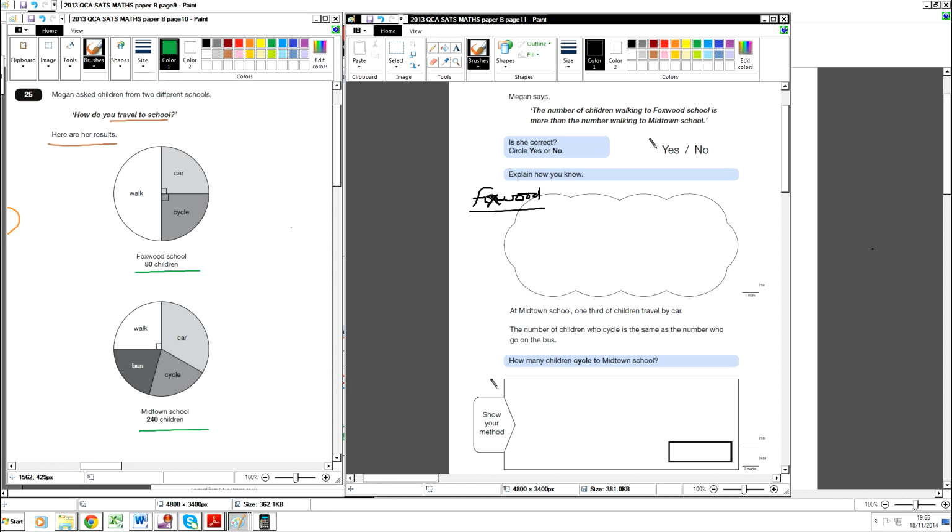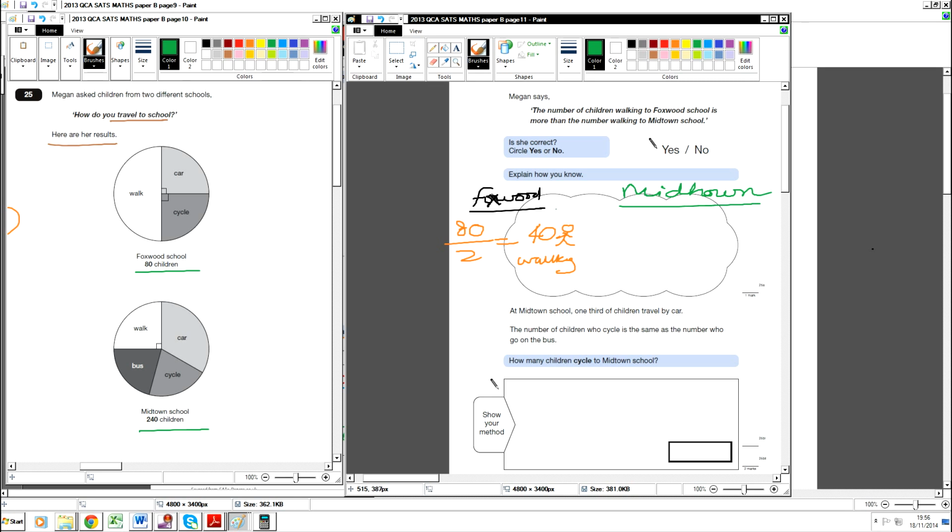Foxwood. If you look at the diagram, walking was half the pie chart. Is that right? Yes. Okay, and half of how many children? 80. It's 80 children altogether, and half of them went walking. 80 divided by 2 is? 40 children went walking from Foxwood. Okay, good. Next one. What's the next school?